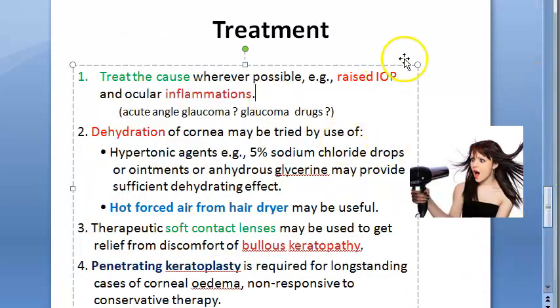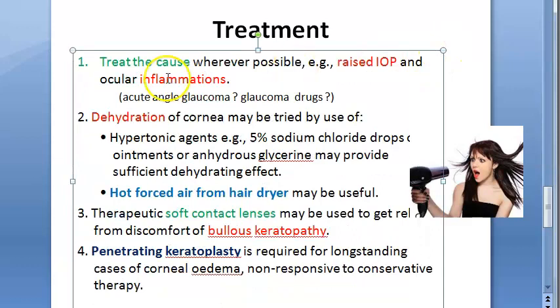Let's look at the treatment. Guys, you will treat the cause. So whatever the causes, first treat that. Like if it is glaucoma, treat it. And if there is inflammation, then you will treat the inflammation. Infection, you will treat the infection.